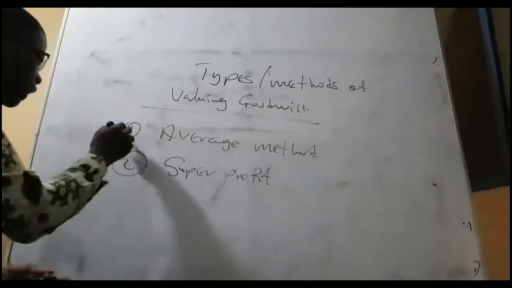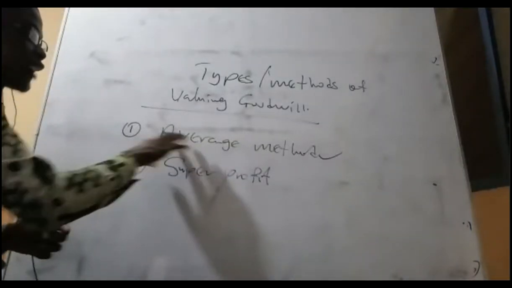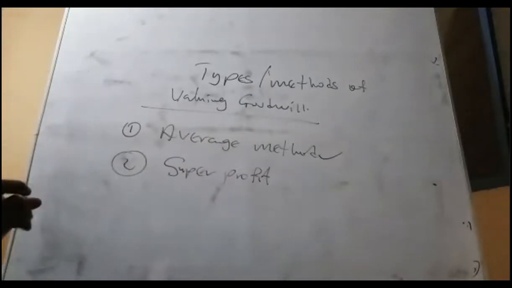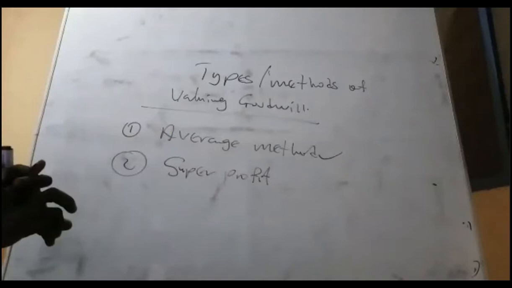So let's look at the average profit. Here, the goodwill will be valued using the average profit of a certain number of years purchase. This one has only two steps. Step one, find the average. Step two, multiply by the years that you are purchasing. It ends there. That's the goodwill. So we look at this critical example in the handouts.